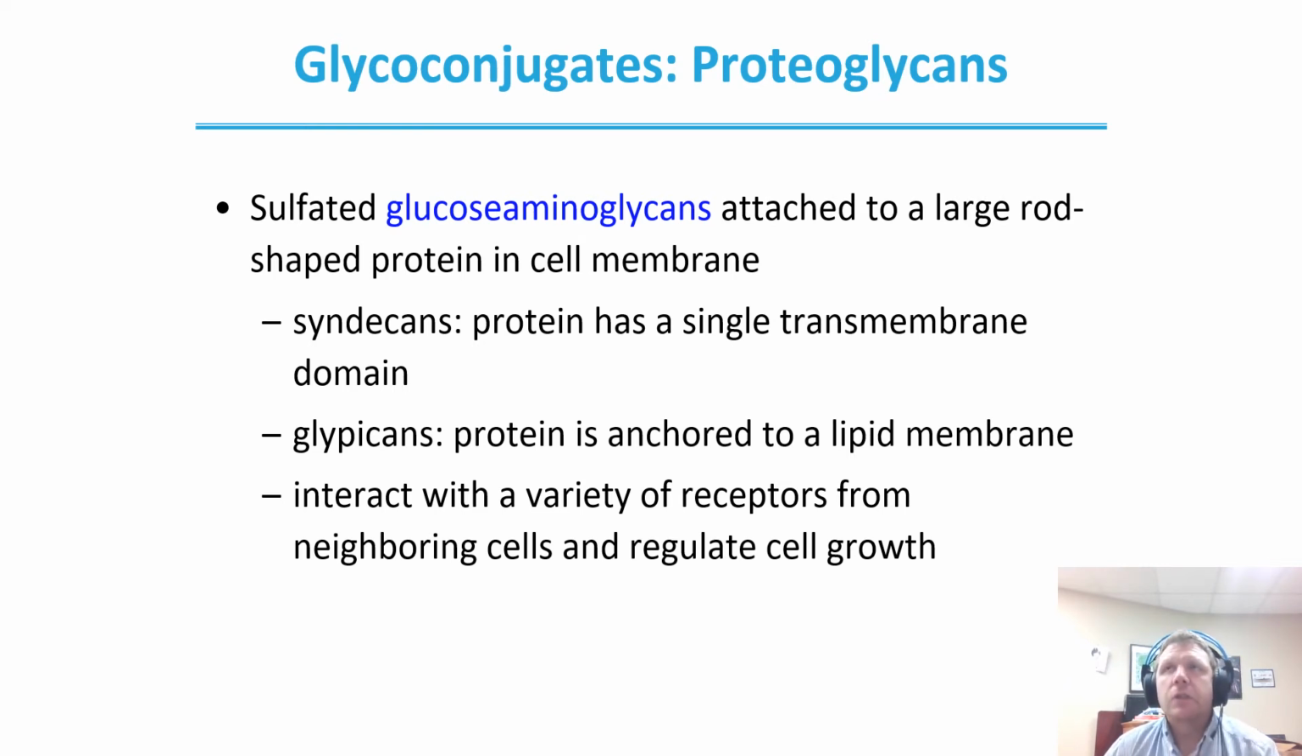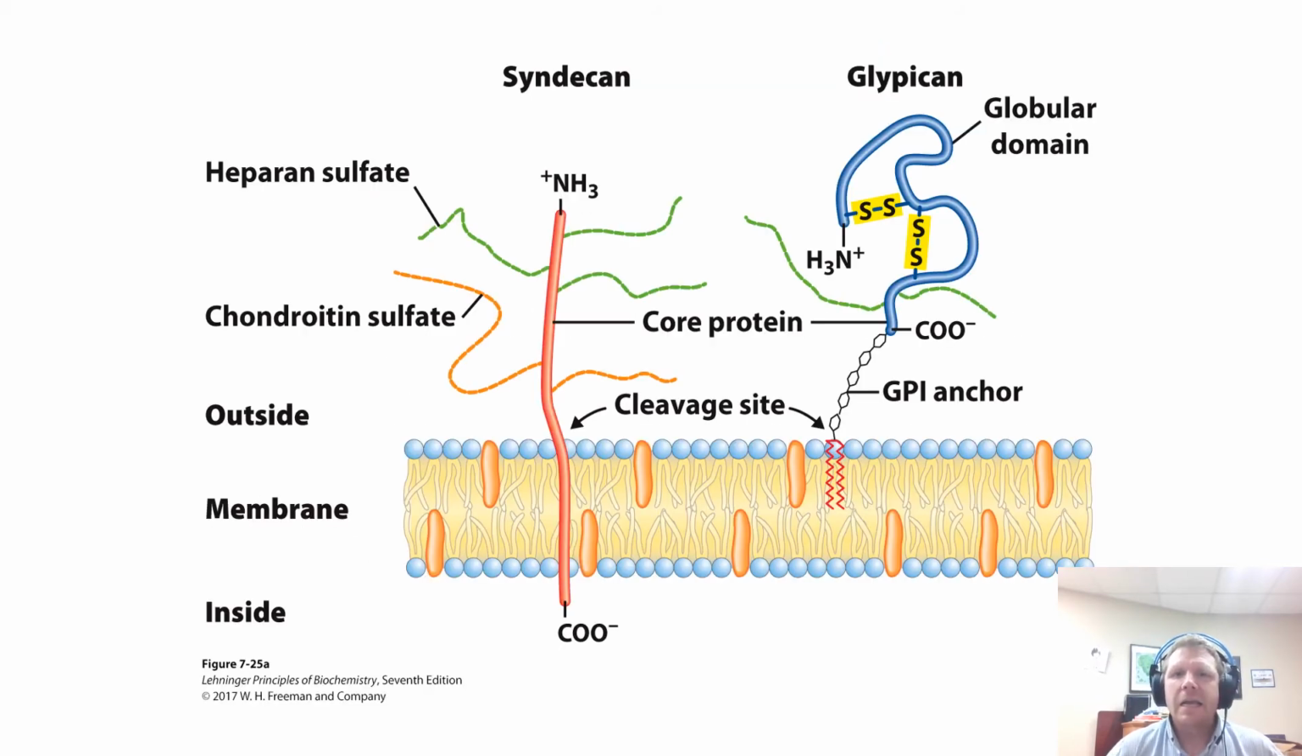So these glycosaminoglycans are ways in which cells communicate with one another, to be involved in the cell cycle, be involved in growth, the size of the cells specifically. Basically, it's proteoglycans which are used for cells to communicate with one another. So as an example, here is a syndecan, and here is a glypican.